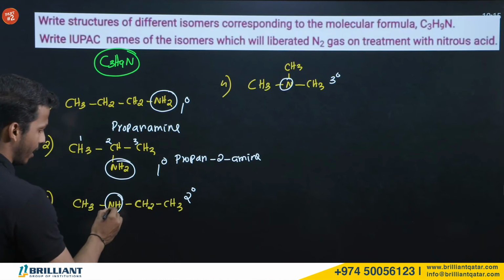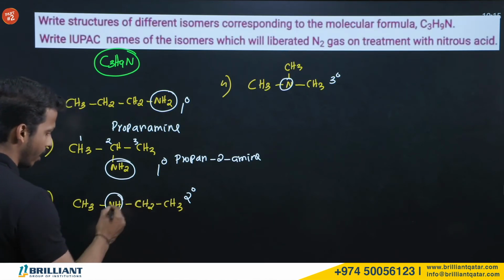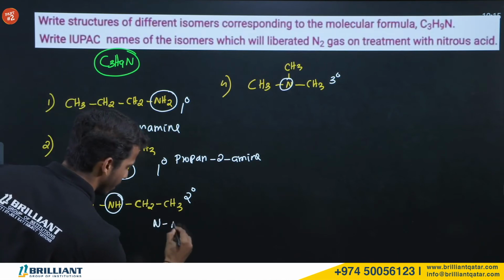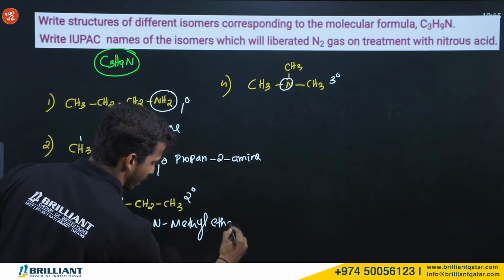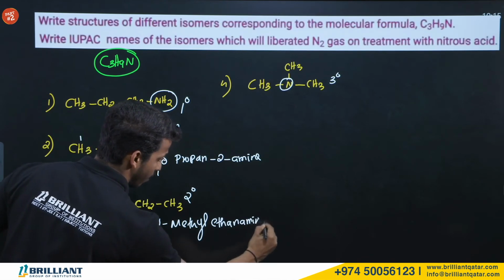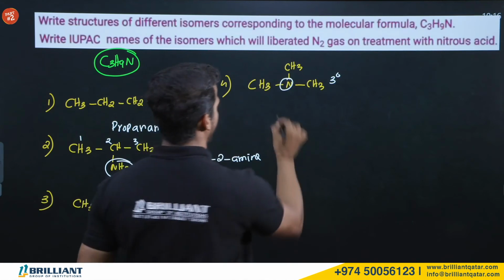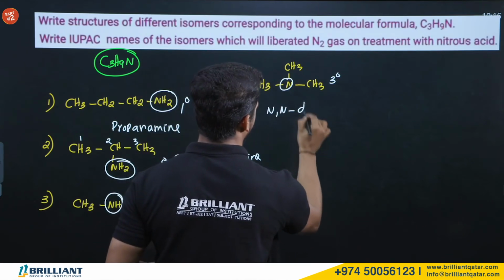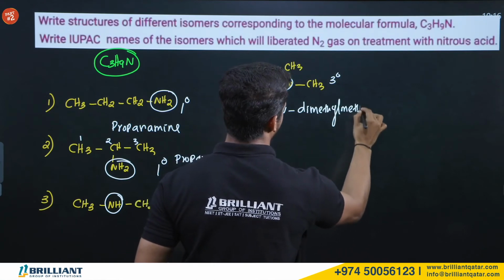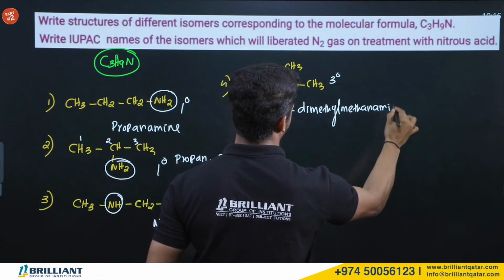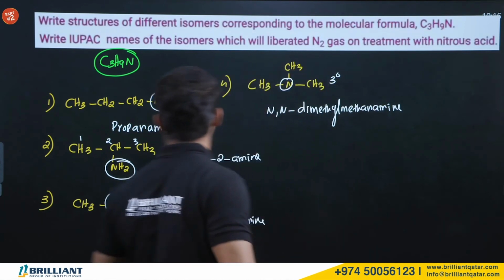Here, this is the nitrogen, left side 1 carbon, right side 2 carbon. So here is your parent chain, N-methyl ethanamine. Parent chain is ethanamine. N-methyl ethanamine. All right. Here, nitrogen contains 2 methyl groups with 1 carbon. So we can say N,N-dimethyl methanamine. All right. Nomenclature over. Identification of primary, secondary, tertiary over.